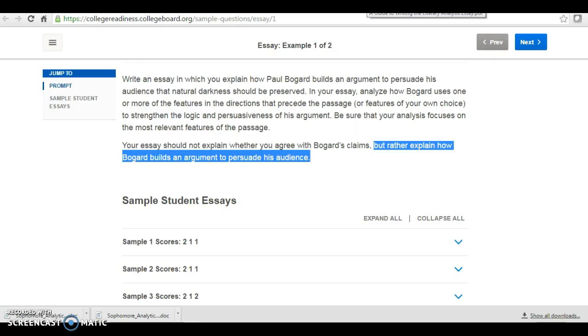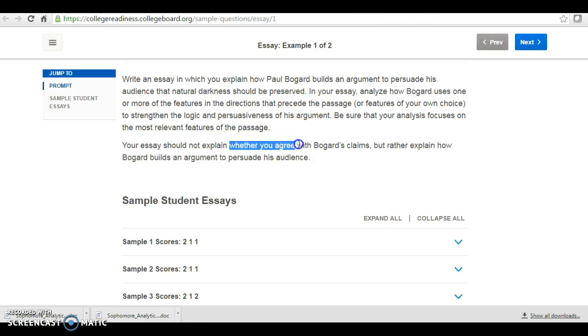This is not you explaining whether you agree with Bogard's claims. That would be an essay that would be seen more on the ACT, where you would sort of look at different authors' arguments and then form your own. Instead, you are looking at one text and breaking it down and explaining how it functions.